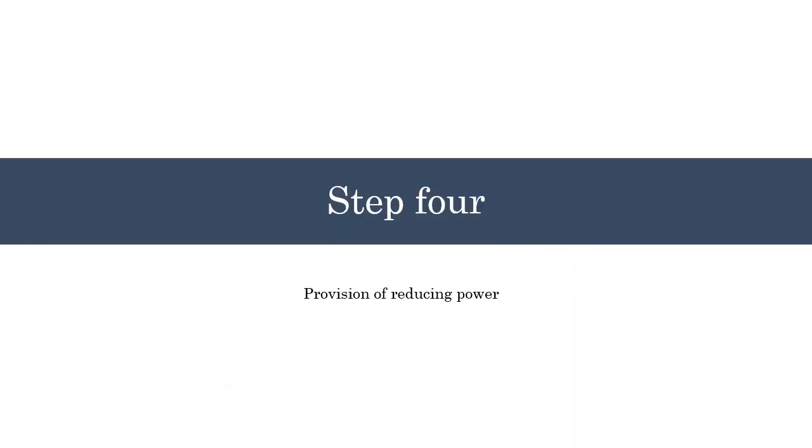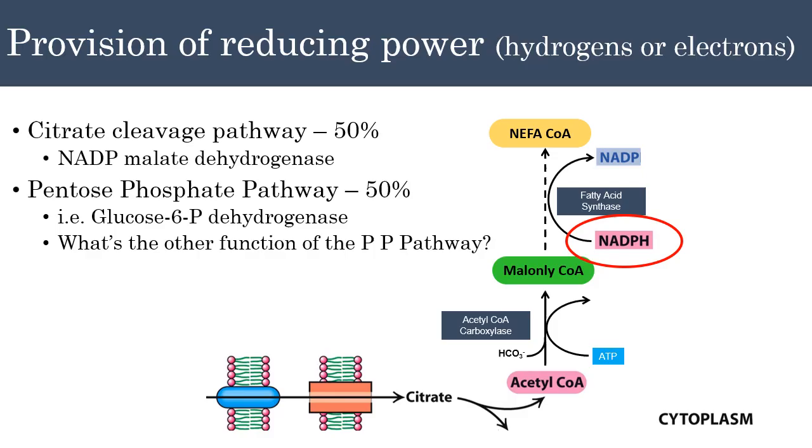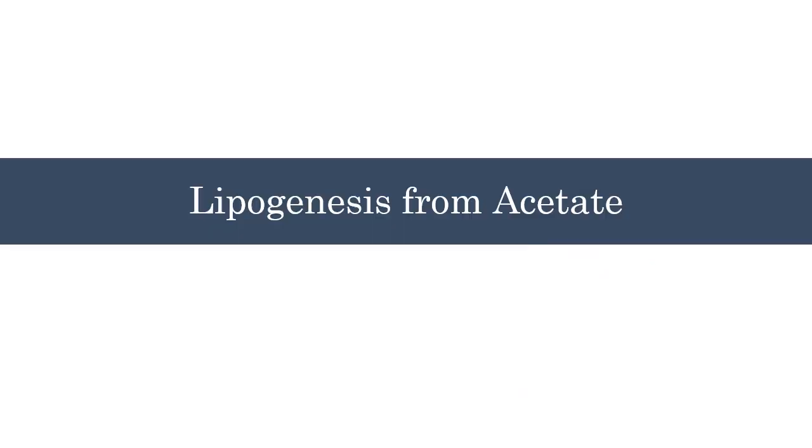Step 4, provision of reducing power. So as mentioned before, the provision of the reducing power or the hydrogens or the electrons, 50% comes from the citrate cleavage pathway through that reaction catalyzed by NADP malate dehydrogenase. The other 50% comes from the pentose phosphate pathway, i.e., glucose 6-phosphate dehydrogenase. Can anyone think of the other function of the pentose phosphate pathway? Have a think.